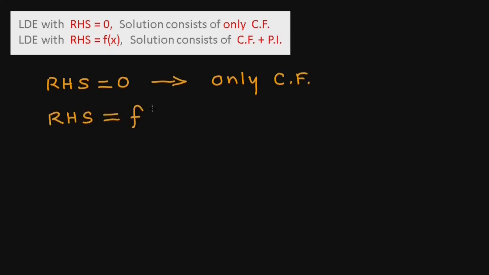So the takeaway of today's discussion so far is: when the right hand side of a linear differential equation is 0, its solution consists of only the complementary function. When the right hand side of a linear differential equation is a function of x, then its solution consists of a combination of complementary function and particular integral. We will discuss more about this in the second part of this series, linear differential equations with constant coefficients, part 2.